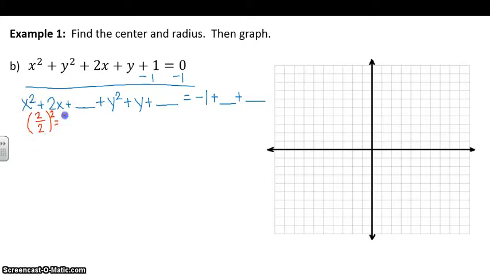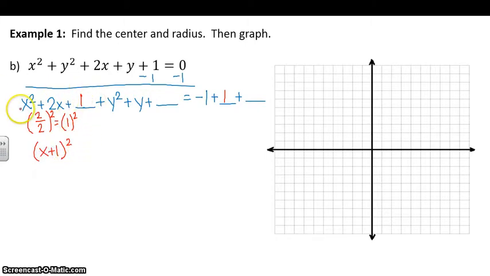So 2 divided by 2 is 1 and 1 squared is 1. So that means I'm going to add 1 for this part here. And so this x squared plus 2x plus 1 is going to be something in parentheses squared. Well, this something in there is what you got when you took the b divided by 2. So that'll be (x plus 1) squared.